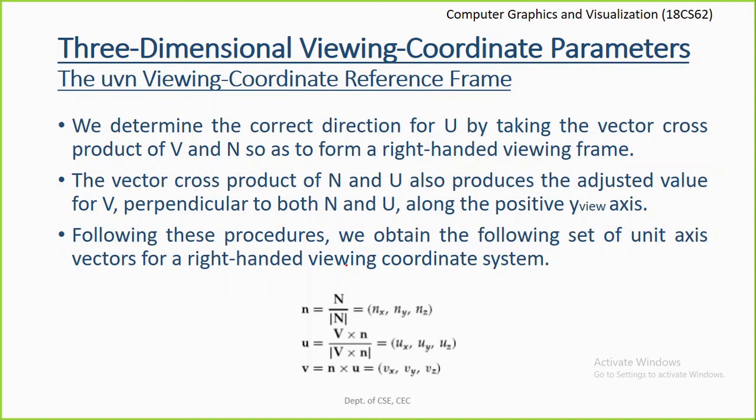So we consider the product of the view plane normal vector n and the view up vector v so as to form a right-handed viewing frame. The vector cross product of the vectors n and u also produces the adjusted value for the vector v, which is perpendicular to both n and u along the positive y view axis. Using these procedures, we obtain the set of unit vectors for a right-handed viewing coordinate system.